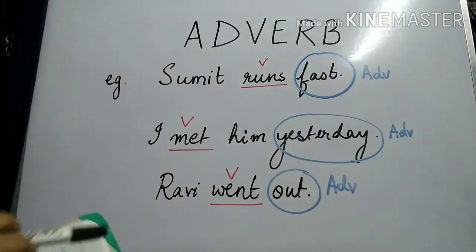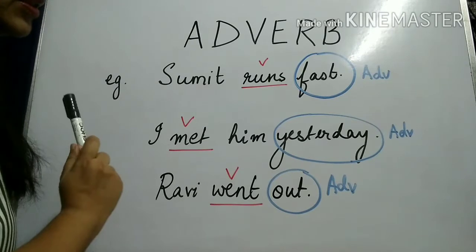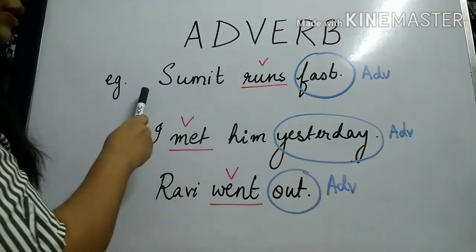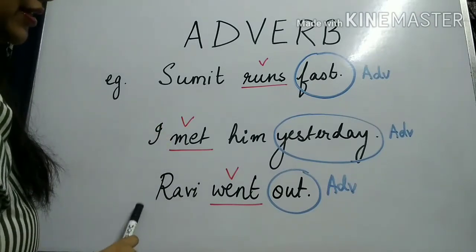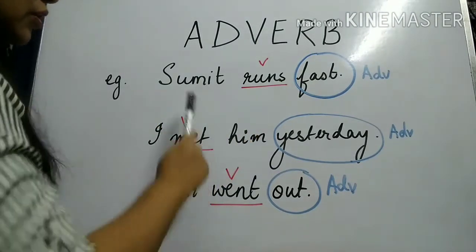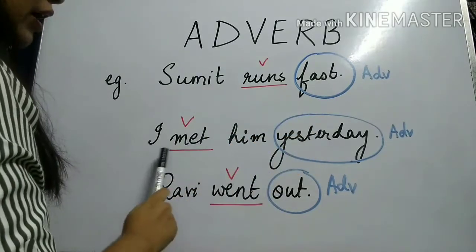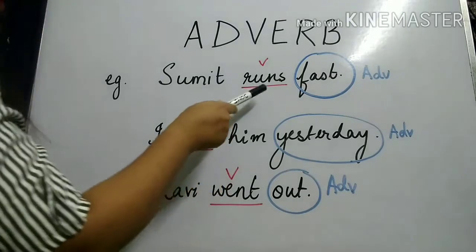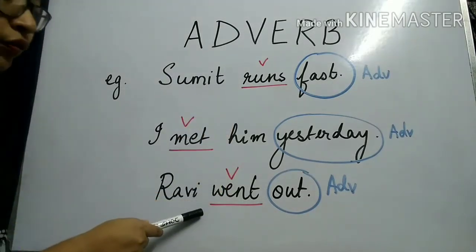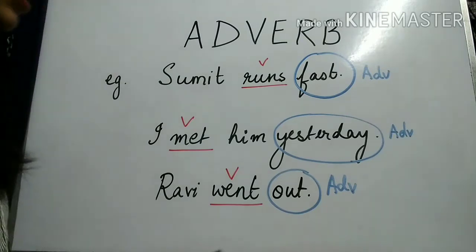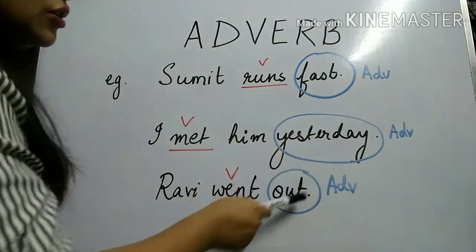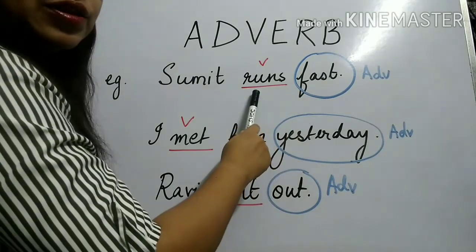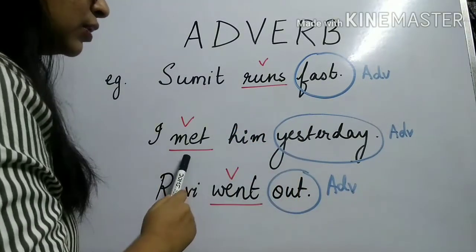Let's take a look at these sentences, these examples, for a quick understanding of what adverbs actually do. You will see in all the three sentences, these are the verbs. Sumit runs fast. I met him yesterday. Ravi went out. So in these cases, runs, met and went are all verbs. And the ones which are circled over here, these words are actually adding more meaning to the verbs. They are modifying the verbs.